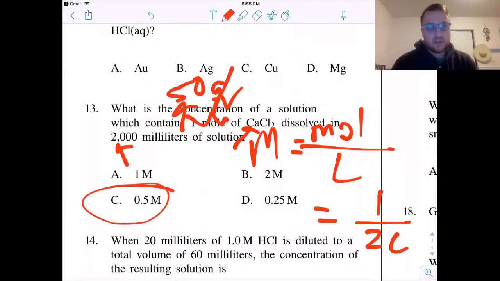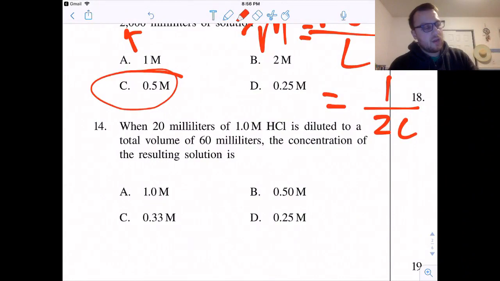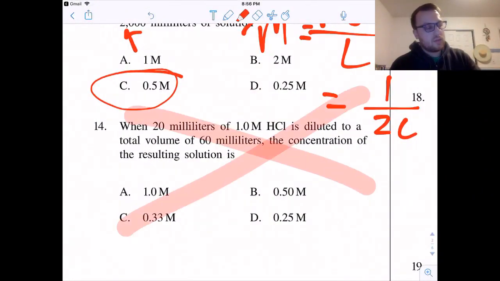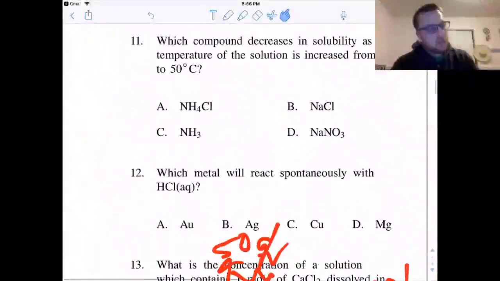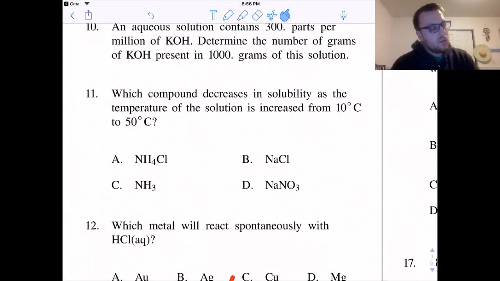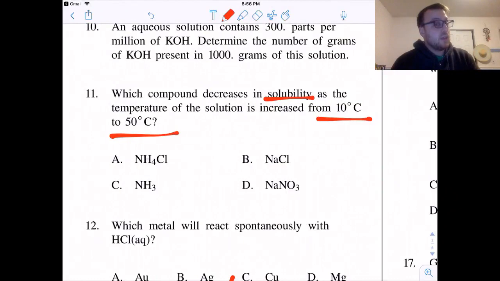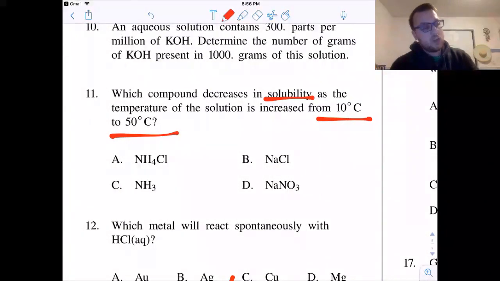Number 11, which compound decreases in solubility as temperature increases? Probably a Table G question. So you're going to go to Table G, and you're going to look for something on Table G that has a slope going down, because that means the solubility is going down.